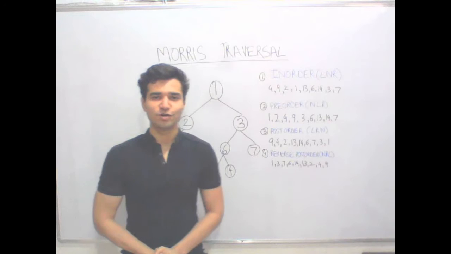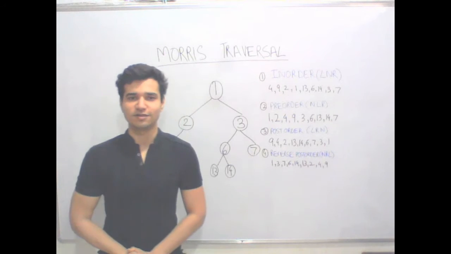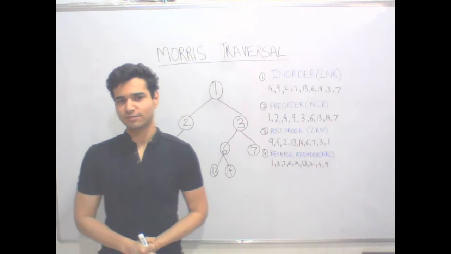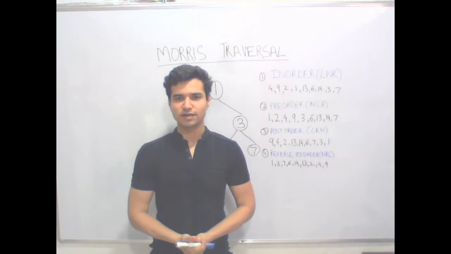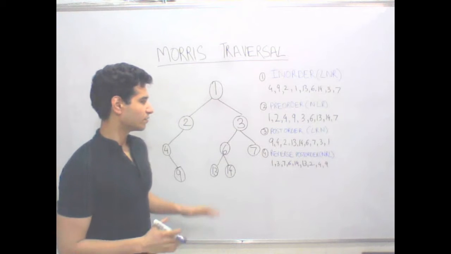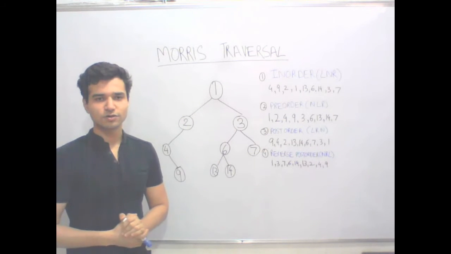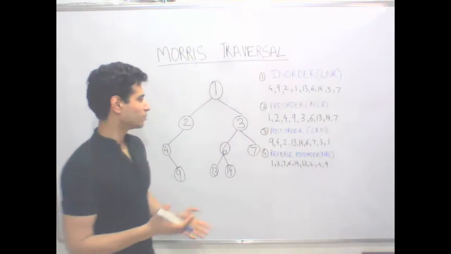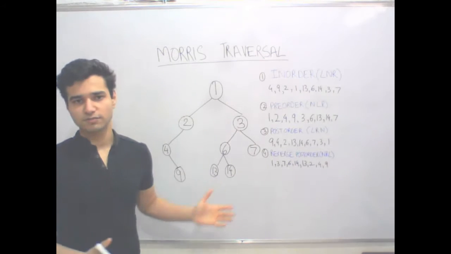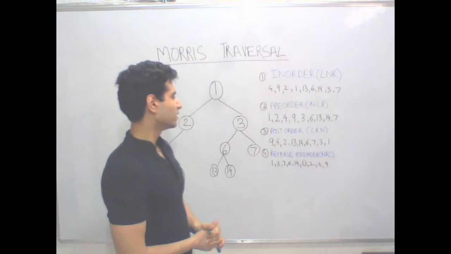Today we are doing the Morris traversal algorithm for tree traversal. We all know the basic algorithms using recursion and a stack, that is how we can traverse the tree. But that is not optimal, right? It takes O(n) space. So how can we do it optimally? This is why this algorithm was made.